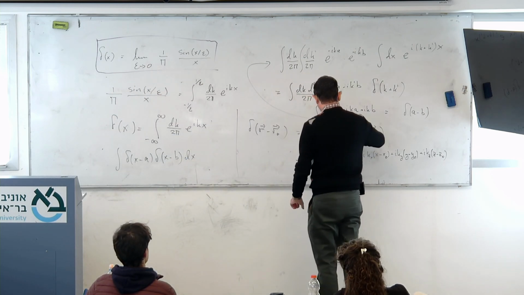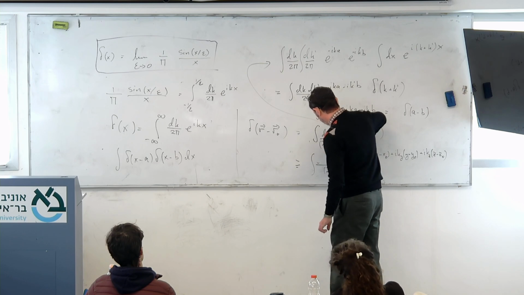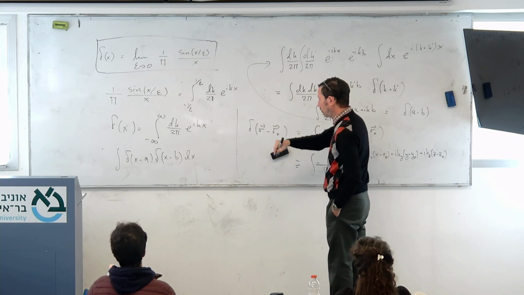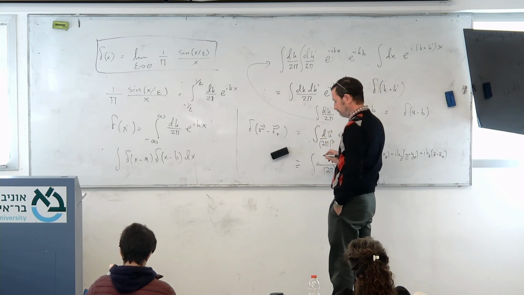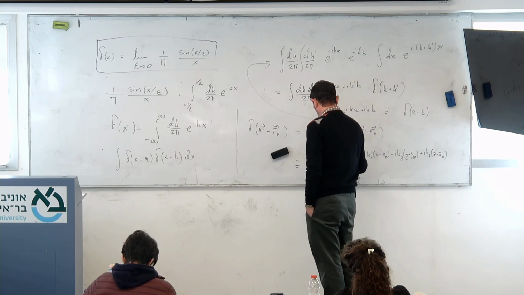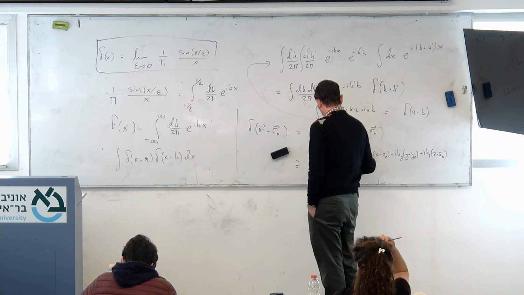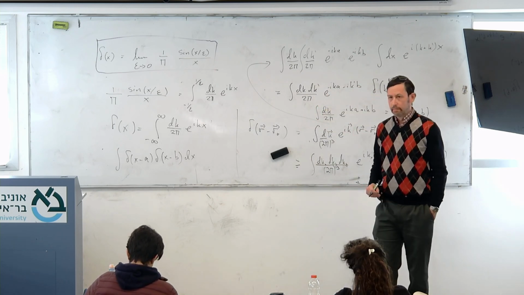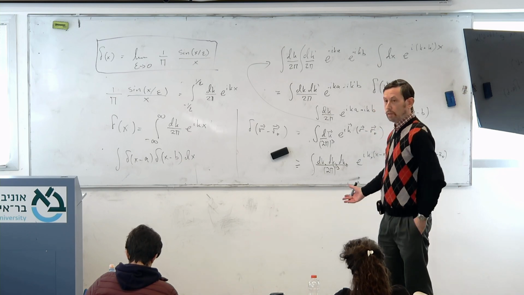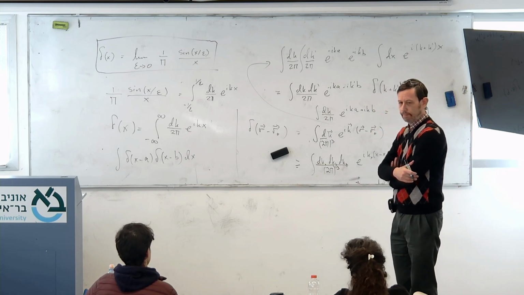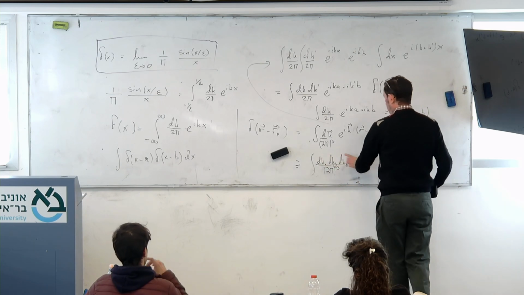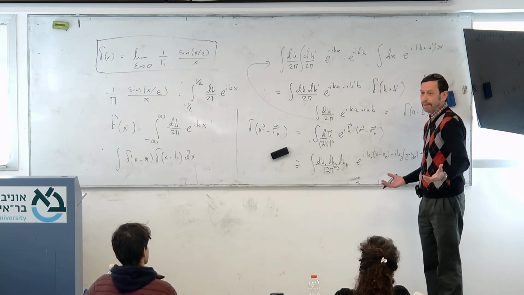Sorry, one mistake. Because the integral is over k. Okay, so what is the result? These are three delta functions multiplied by each other.